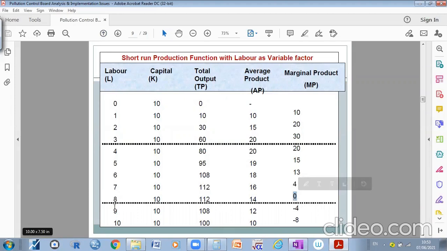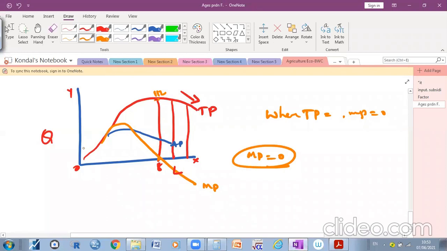See, when the labors increase further, the marginal production is negative. So when we are increasing the labors, the 8th labor, here the 9th labor, the output is negative. Here minus 4. When you increase the 10th labor, the output is here. Here is the minus y side, here plus y. So the output is negative.